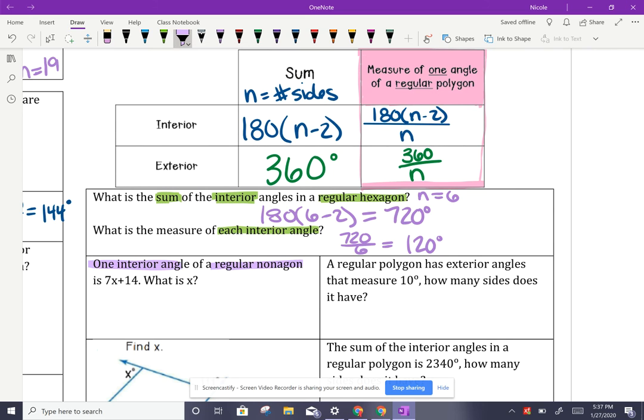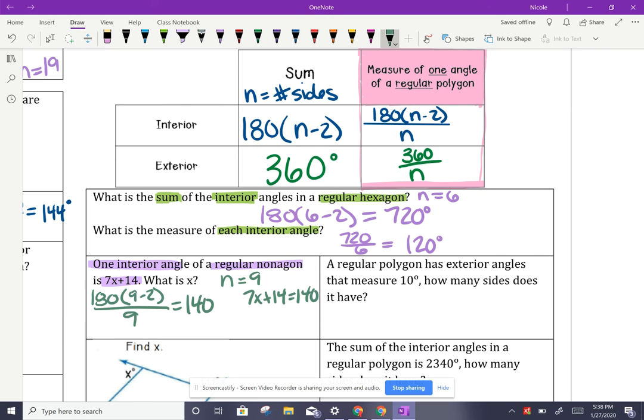Regular nonagon, one interior angle, 7x plus 14. Okay, so our n is 9. First I want to find out how much one angle is. So I'm going to plug it into our measurement of one regular polygon interior angle, which is 180 times 9 minus 2, over 9. And after I plug that into my handy dandy calculator, I get 140 degrees. So it tells me 7x plus 14 equals 140 degrees.